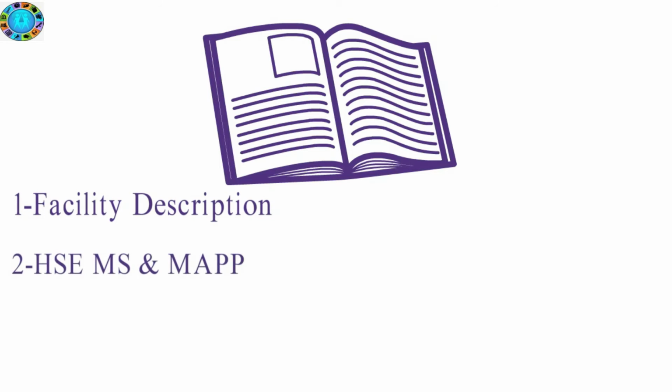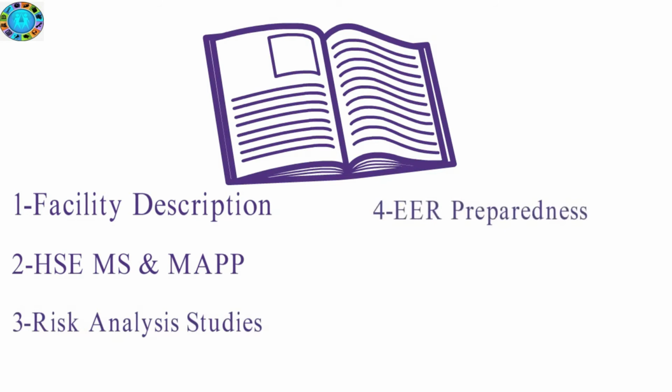What kind of information should be available in a safety case? We can show all the required information through 5 parts. Part 1, facility description. Part 2, HSE management system and major accident prevention policy. Part 3, risk analysis studies. Part 4, emergency, evacuation, and rescue preparedness. Part 5, ALARP demonstration.